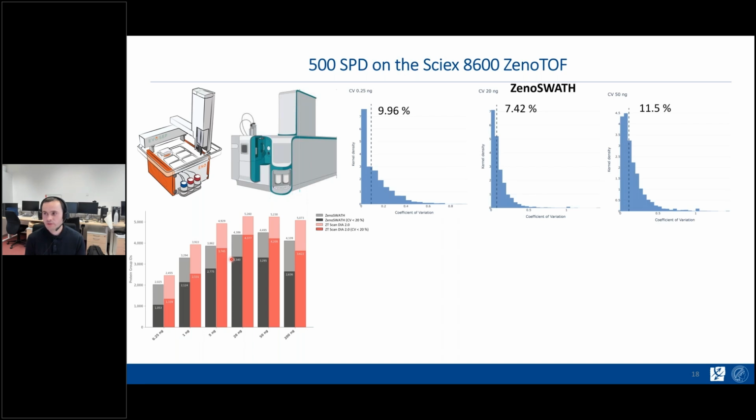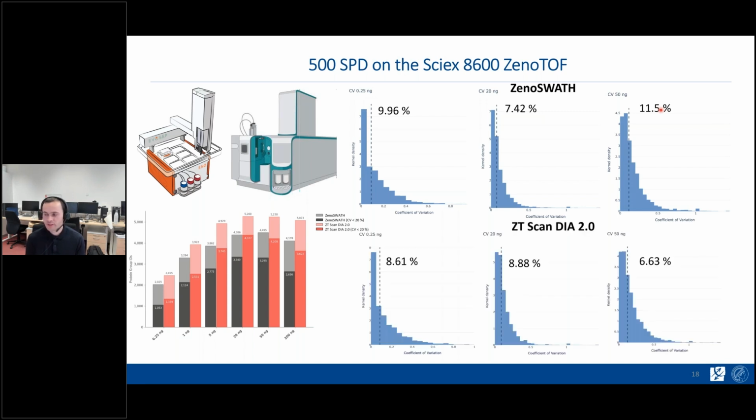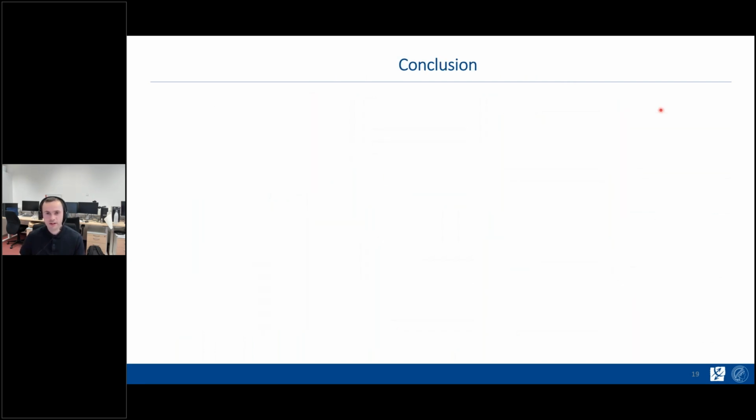Usually the median CVs on the protein group level is below 10%, unless you run into this area where this kind of bug starts kicking in. But with CT scan, you actually get them even lower, thanks to more efficient scan acquisition at a shorter cycle time. And with that, I'm at my end, and I would like to draw a few conclusions.